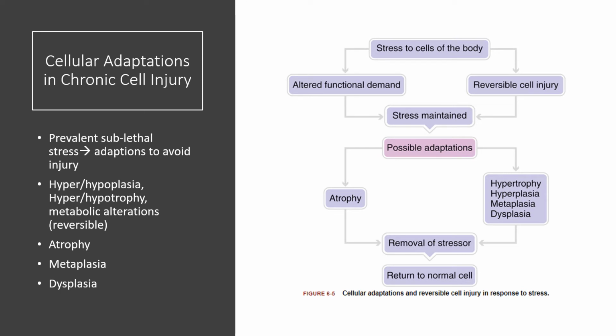Remember, pathologic atrophy occurs as a consequence of cellular injury due to ischemia, inadequate nutrition, or physical factors such as bone loss or muscle wasting and brain cell loss. These are all examples of either tissue or organ atrophy that are associated with aging.